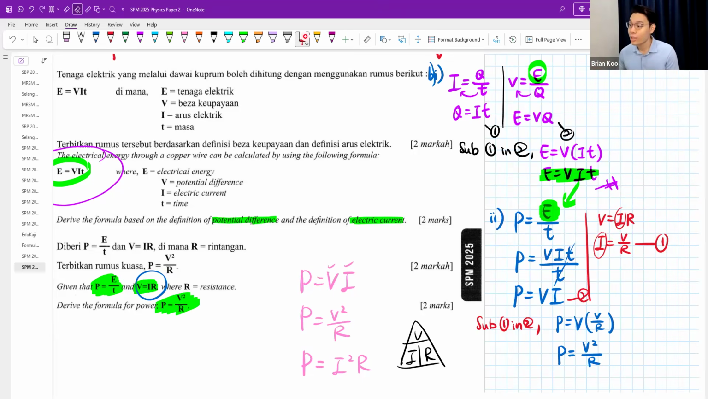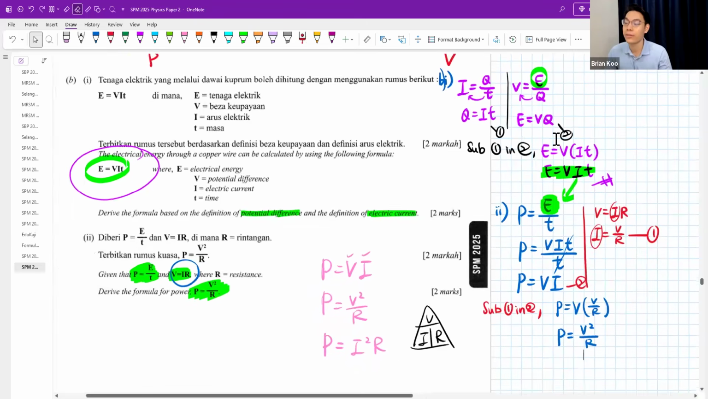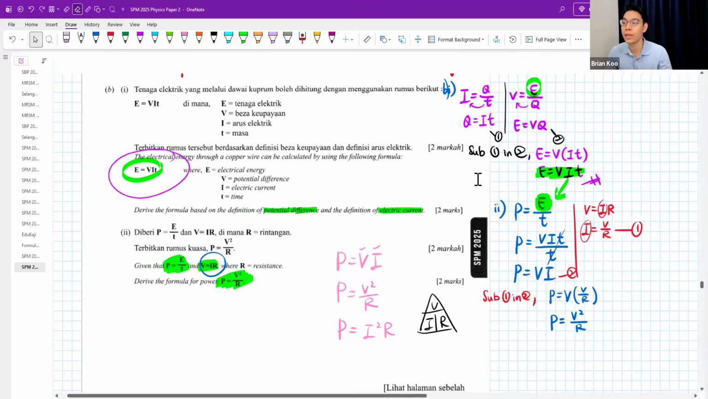5 marks. You get 1 mark for substituting VIT. Then you get this. Then you get another mark when you sub in the current is V over R. Then you get another mark when you get the final answer. Okay. Sorry, not 5 marks. 2 marks, 2 marks. So total 4 marks.